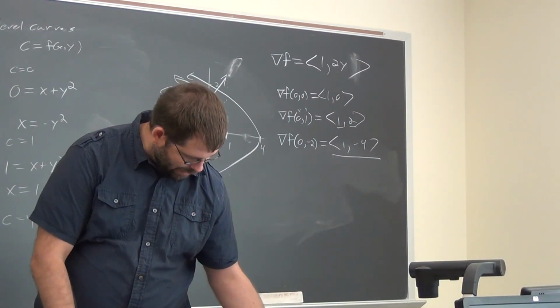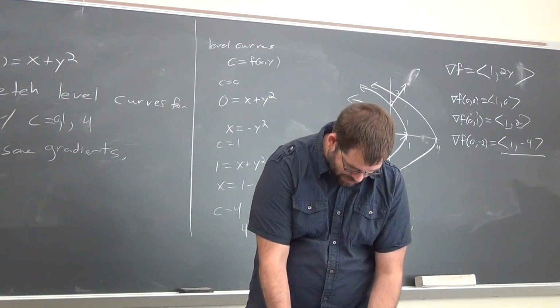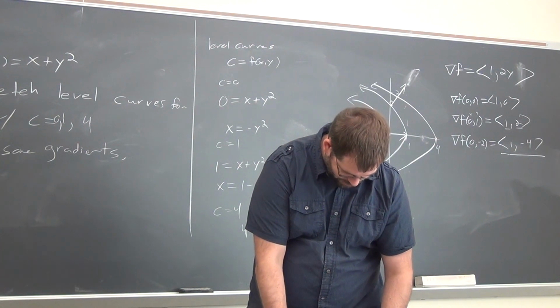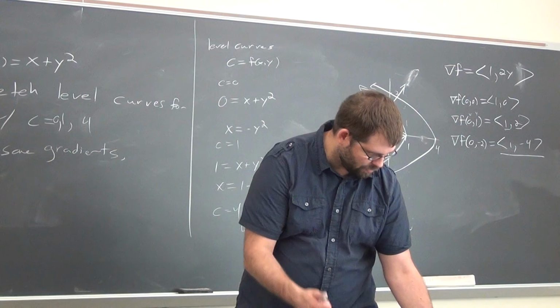So we need to talk about what it means to be a conservative vector field and potential functions, and then we have to introduce the curl and some other stuff. I think I'm going to hold off from that, though. We'll do that next time. So why don't we stop there?